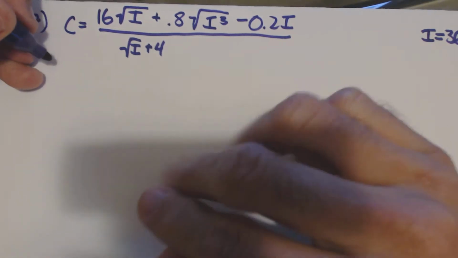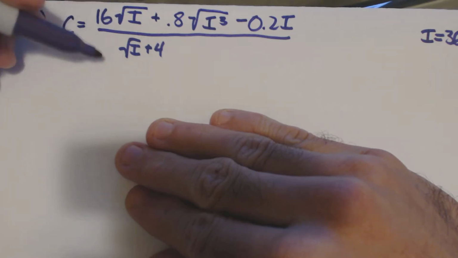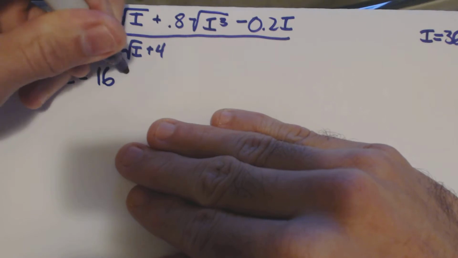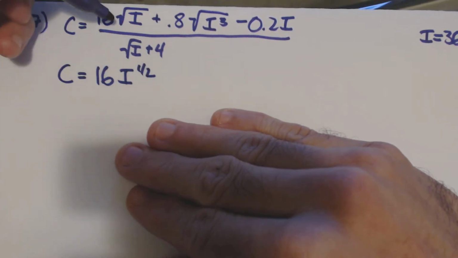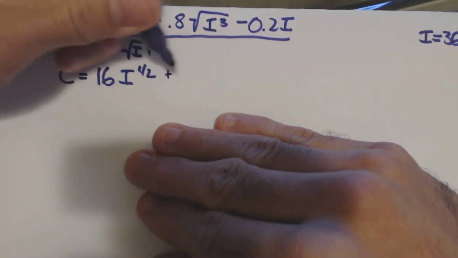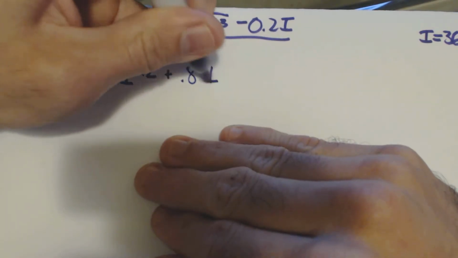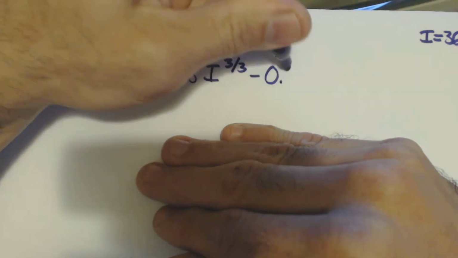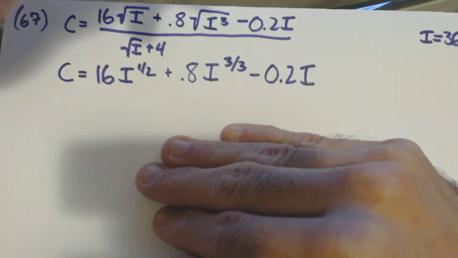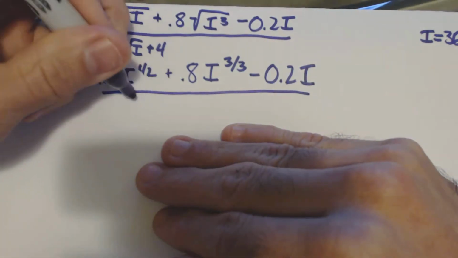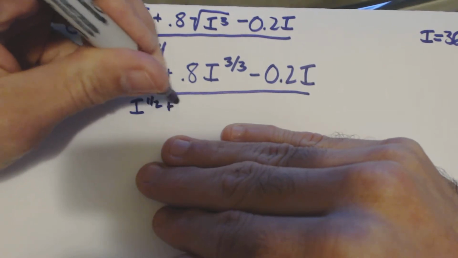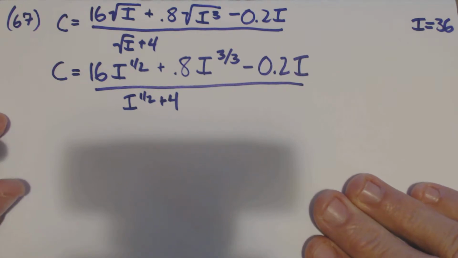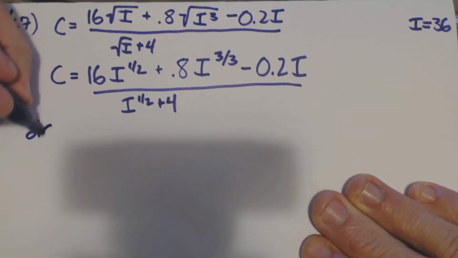So let's take this derivative, but first let's write this in a form that's a little bit easier to work with. So we have C equals 16 times I raised to the 1/2 plus 0.8 times I raised to the 3/2 minus 0.2 I, over I raised to the 1/2 plus 4. So now we're going to use the quotient rule to take the derivative in order to get the marginal propensity to consume.